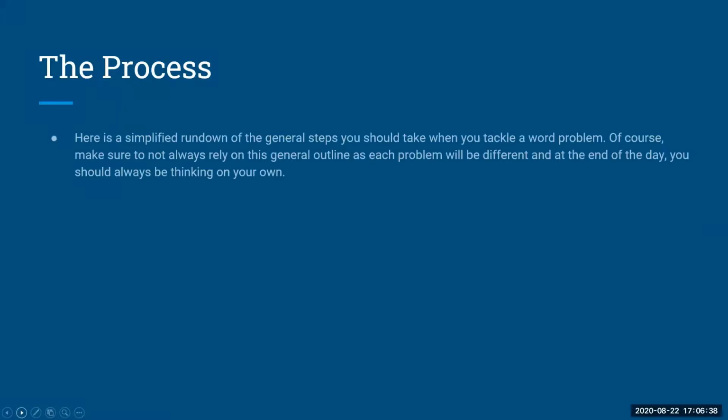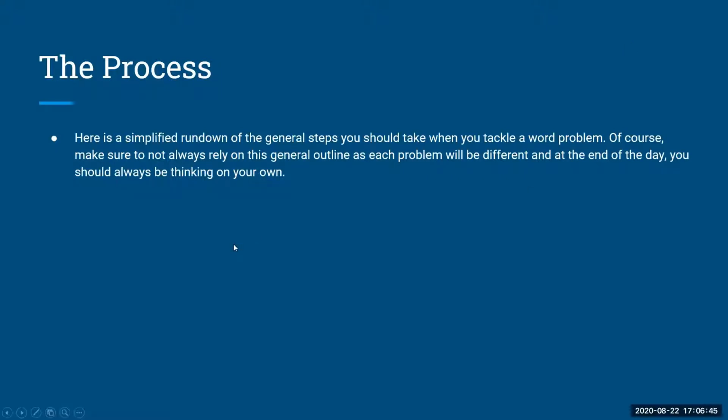So the process, this is not really that well made. At the end of the day, you want to use what's up here in your head to figure out whether you need to multiply or divide based on the information they give you. That being said, there are a few tips I can maybe give you. So here you go. It's a simplified rundown of the general steps you should take when you tackle a word problem.